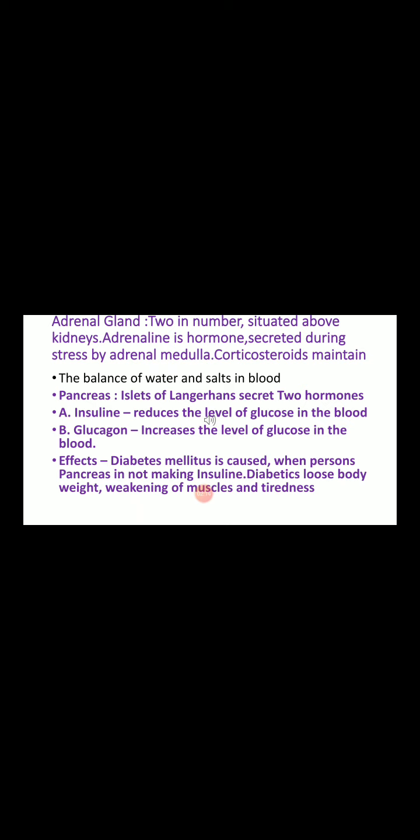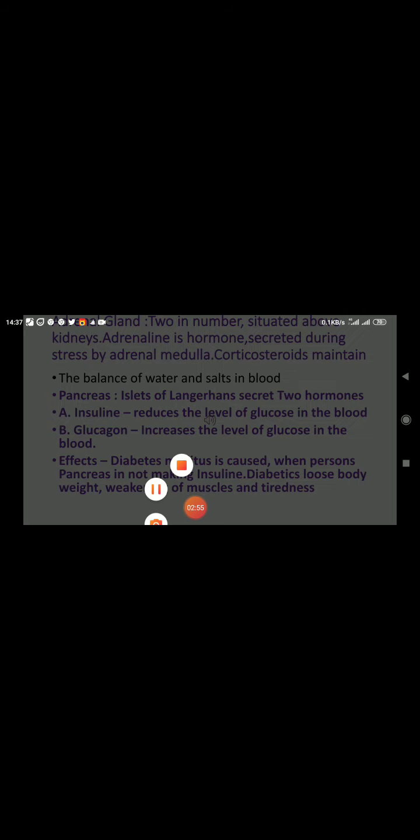When insulin is not produced in suitable amount from the beta cells in the islets of Langerhans, the diabetes mellitus is caused, which is commonly called sugar. In this situation, the person's pancreas is not making insulin, and the diabetics, the patient of diabetes, lose body weight, their muscle become weak, and they feel tiredness. Ultimately, death can occur if the sugar is not controlled.